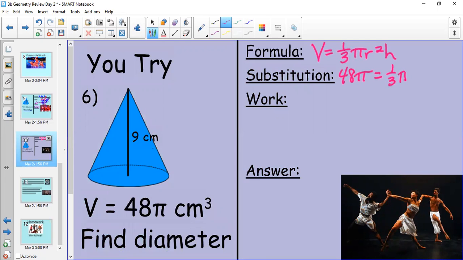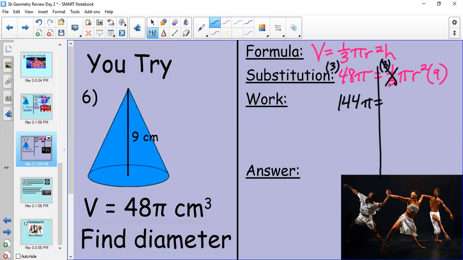I'm going to plug in, oh, I don't know my radius. I'm going to keep that there. I'm going to plug in 9 for my height. So just like all the other problems, we're going to get rid of the 1/3 by multiplying by 3. So 48 times 3 is 144 pi.